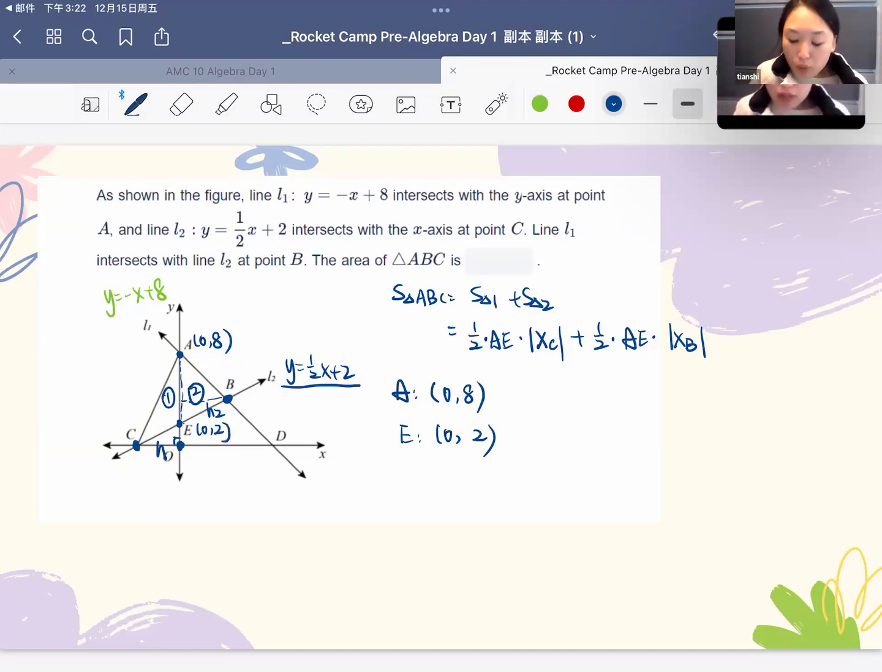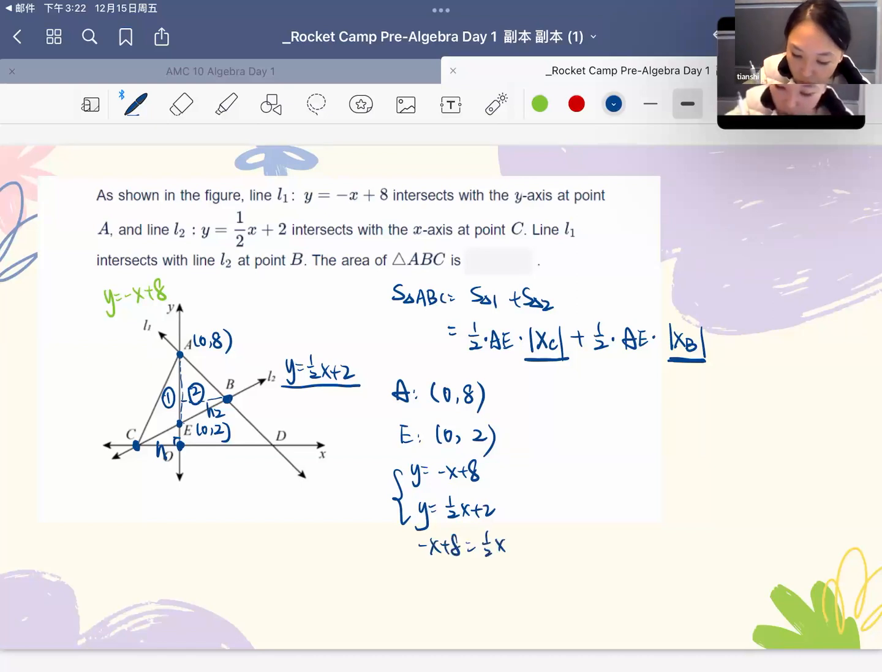And then we need to calculate the coordinates for B and C. B is the intersection between line 1 and line 2. Line 1 is y equals negative x plus 8, and line 2 is y equals half x plus 2. So what is the intersection point? We do the calculation, okay? So 3 over 2 x equals 6. So 3x equals 12, x equals 4, okay? So the x coordinate for B is 4. And what about the y coordinate? It will be 4 as well, okay? So point B is (4, 4).